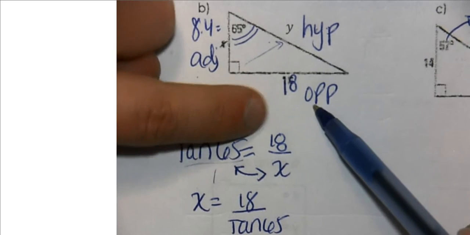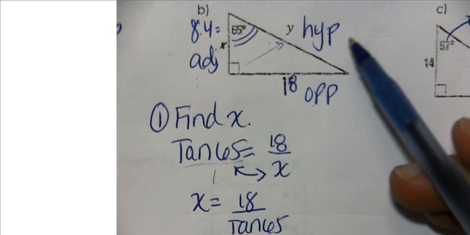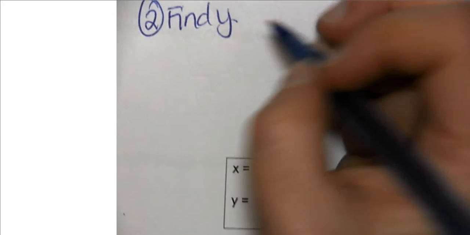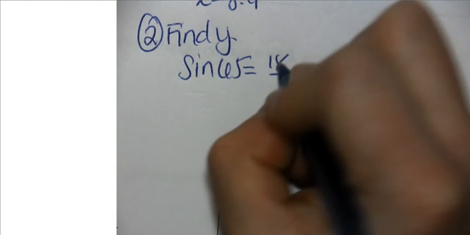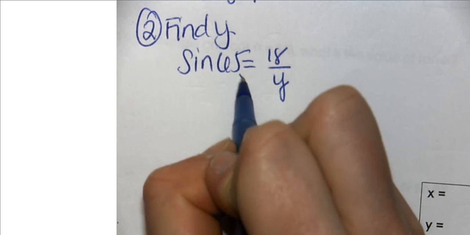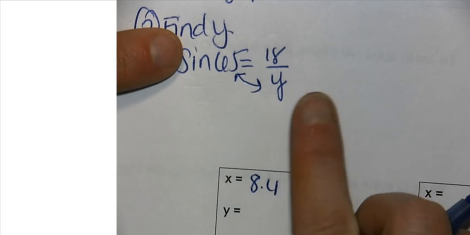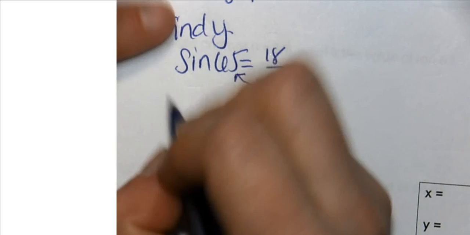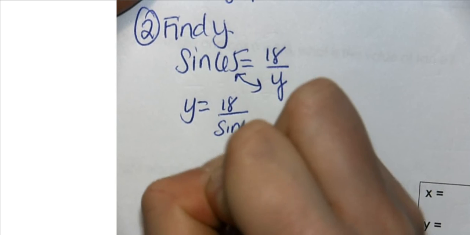So I know the opposite. I want to find the hypotenuse. That's O and H, and that means I'm going to be working with sine. So the sine of 65 is equal to the opposite, which is 18, divided by the hypotenuse, which is y. And once again, because our variable is in the denominator, we can flip-flop the sine of 65 and y. That's considered a shortcut. So I end up with y is equal to 18 divided by the sine of 65.